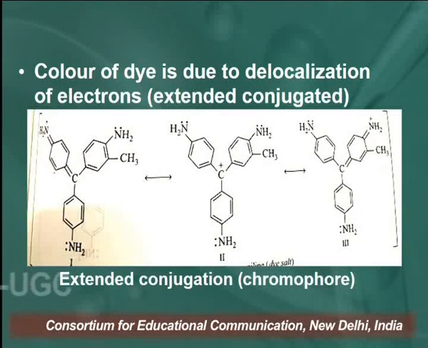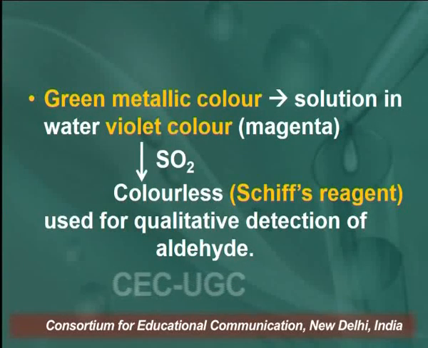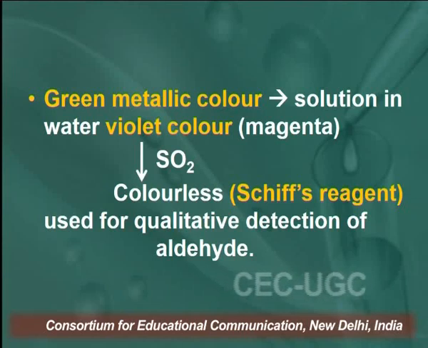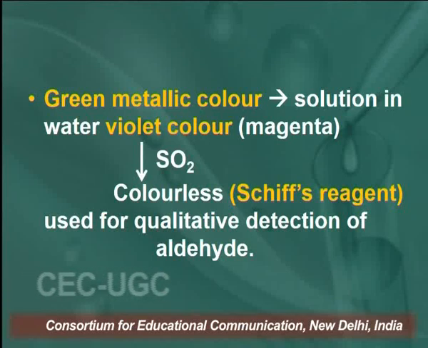In the structure you are looking at here, the resonating structures of rosaniline dye, we are getting three resonating structures. Due to that extended conjugation we get a color. This is a green metallic color. A solution in water gives a violet color. This is also called magenta dye.